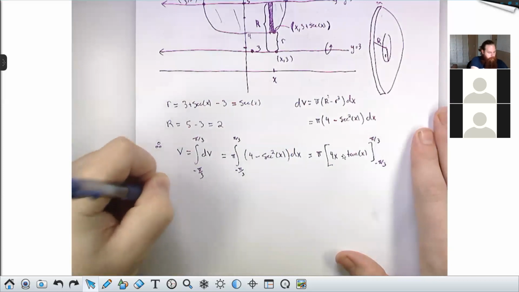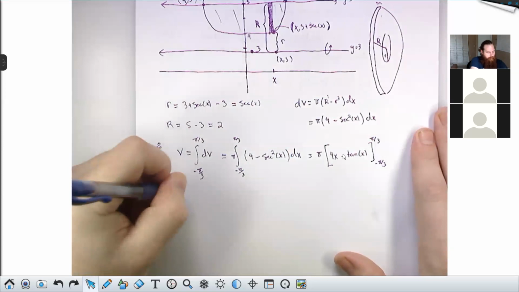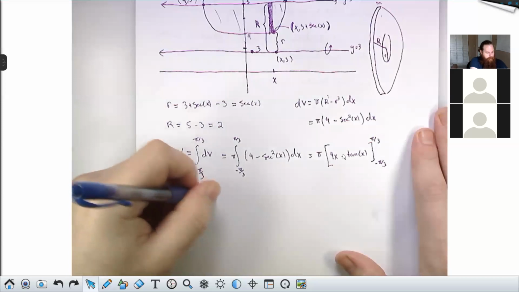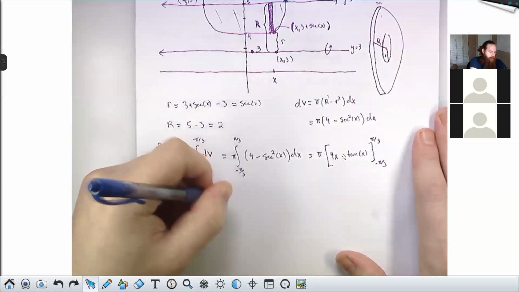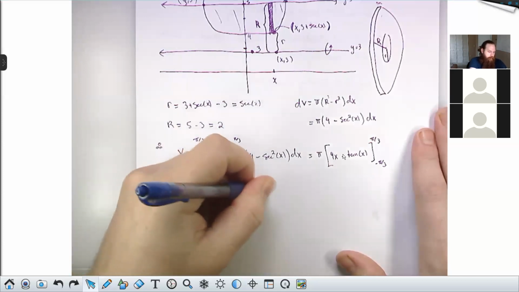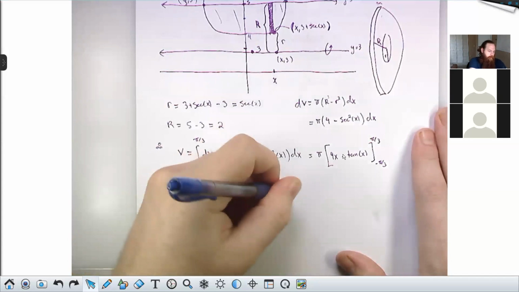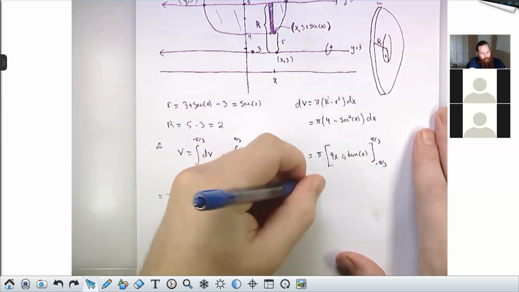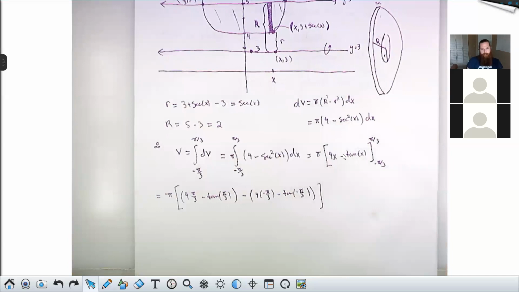But here we'll get pi times 4 times pi over 3 minus the tangent of pi over 3, minus 4 times negative pi over 3 minus the tangent of negative pi over 3. There's a lot of minus signs that can get jumbled up here, so you want to be very careful. Tangent happens to be an odd function, so you could pop this minus sign out here, but then when you distribute this one, it'll become negative again. We'll just do it all very carefully.